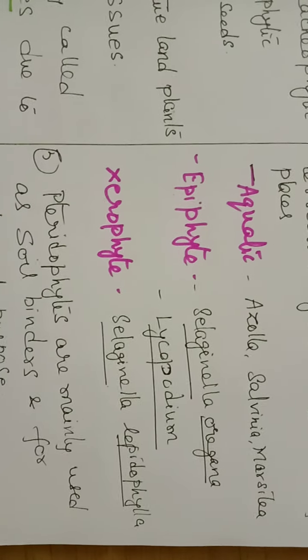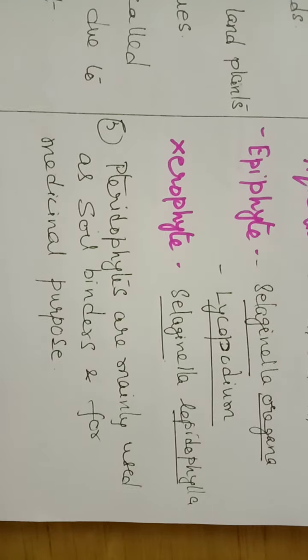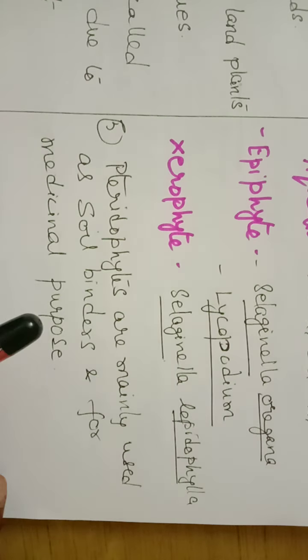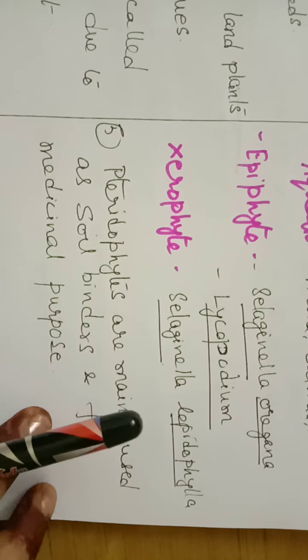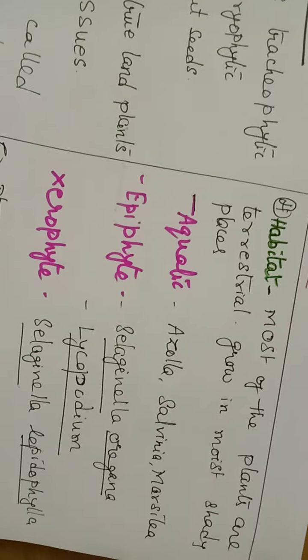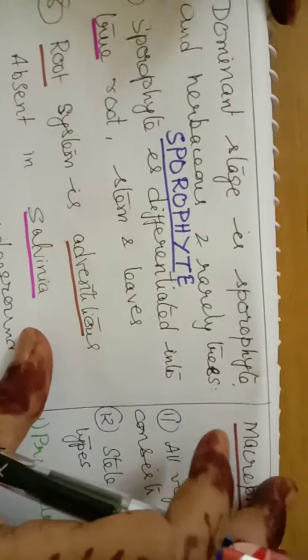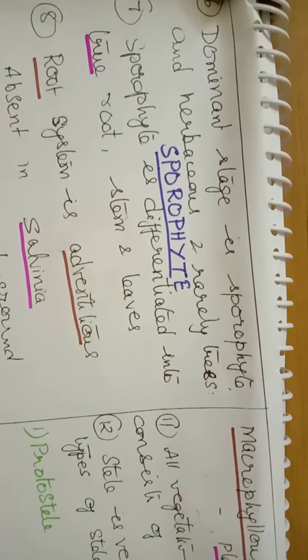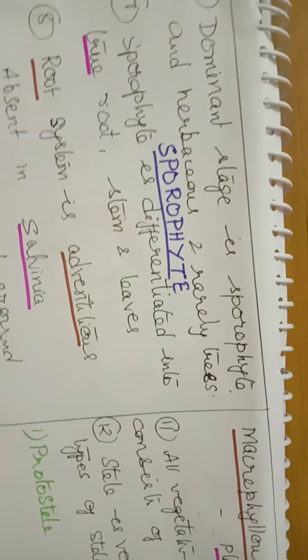Next, another important feature of pteridophytes: they are mainly used as soil binders, and they are used for medicinal purposes. Most of the plants are used for medicinal purposes. They are ornamental plants also. Ornamental plants are those which are grown for their beauty, like in gardens. So we find most of the plants are ornamentals also.